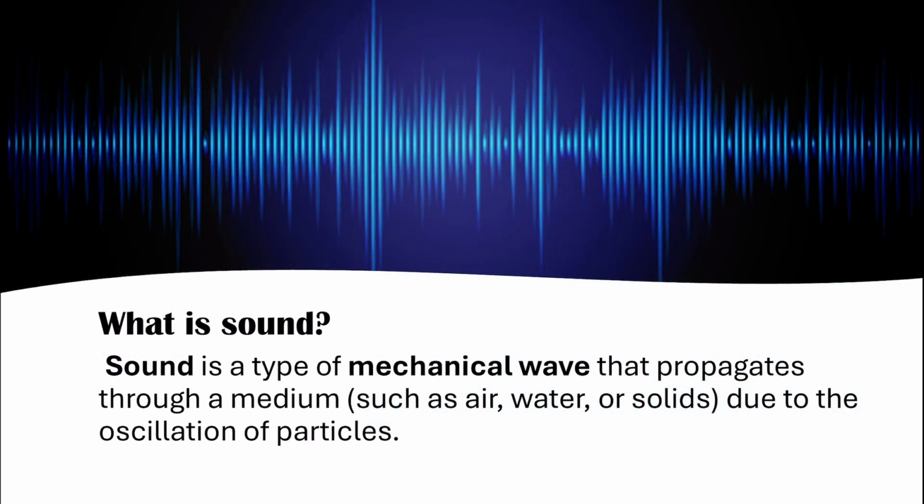What is sound? Sound is a type of mechanical wave, which means it moves by making particles in a medium like air, water, or solid vibrate. This vibration travels through the medium as waves. For example, when an object vibrates, it pushes and pulls the surrounding particles. This movement is what allows sound to travel to our ears. However, since sound depends on a medium to propagate, it cannot travel through space, like in a vacuum.